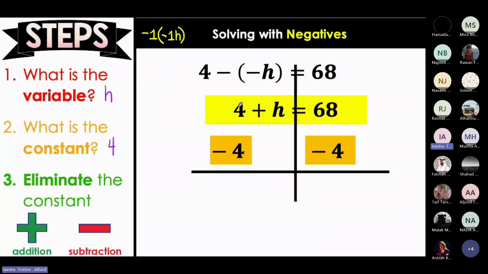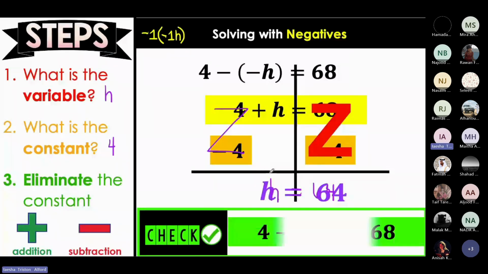Here, 4 subtract 4 makes 0. Oh, wrong side. This one, 0. The H, keep it where? Down. The equal sign, keep it where? Down. Calculator: 68 subtract 4 is positive 64. Okay? My Z is in the wrong place. Sorry.